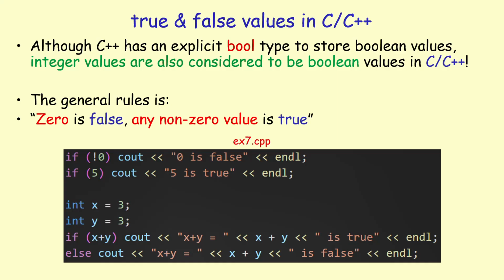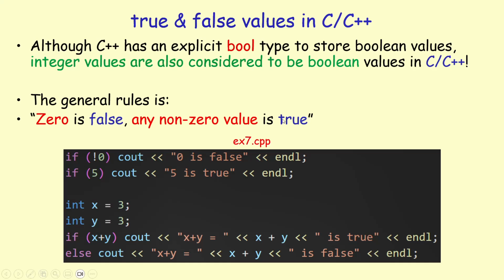Although C++ added the bool data type, because it's an extension of C, it had to be backward compatible with C. That's why this rule, that 0 is false and any non-zero value is true, has to be enforced in C++.